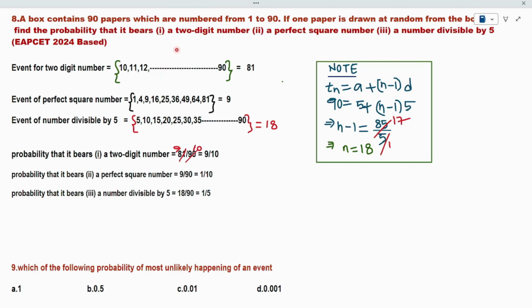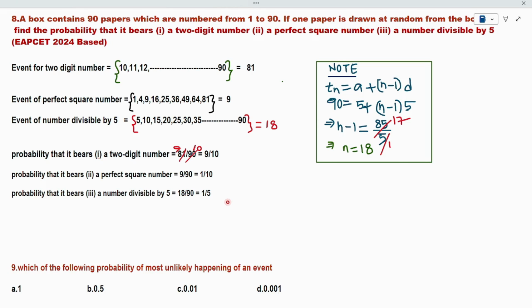By substituting the sample space and the event, we will get the probability. The probability of a 2-digit number: we know that 81 are 2-digit numbers and the total possibilities are 90. By simplifying, 81 by 90 is nothing but 9 by 10. The second one is the probability of a perfect square. How many perfect squares do I have? I have a total of 9 perfect squares, which is 9 by 90. By simplifying, we get 1 by 10. Then come to the third one, the probability of a number divisible by 5. How many numbers do I have which are divisible by 5? Total 18 numbers, so my event here is 18. So 18 by 90, which is nothing but 1 by 5.